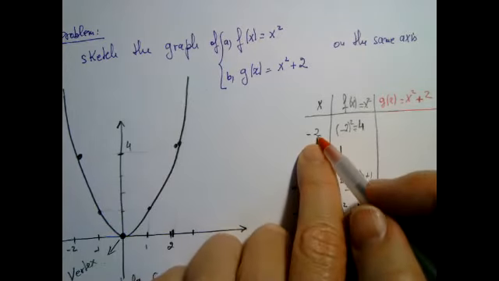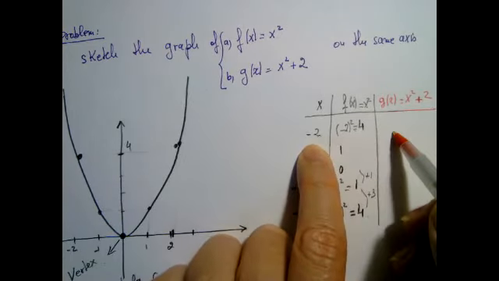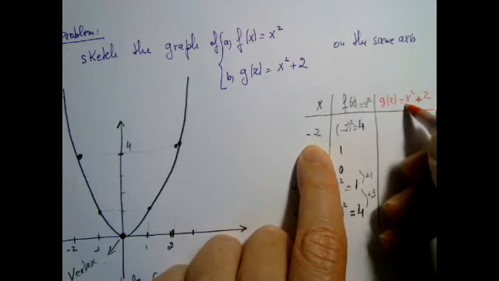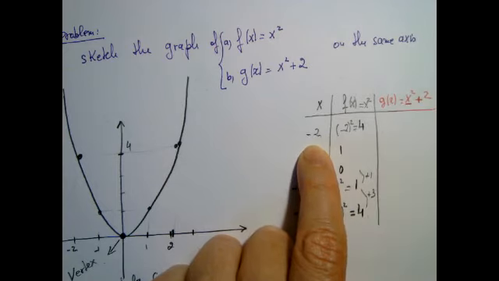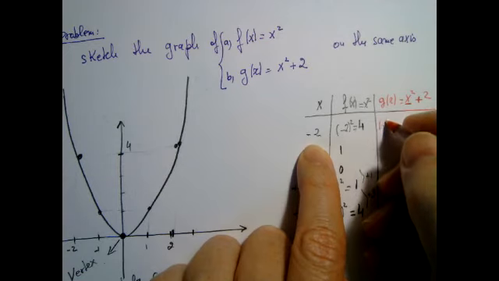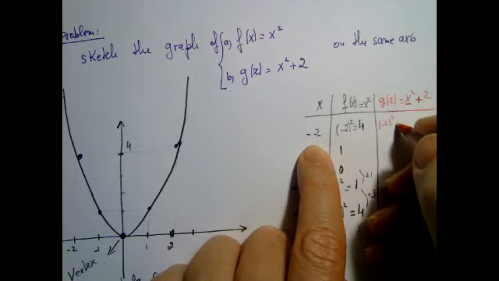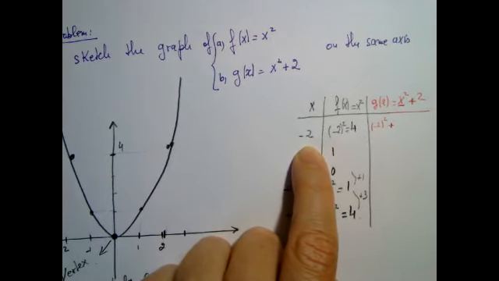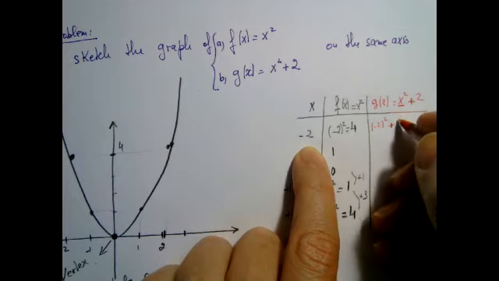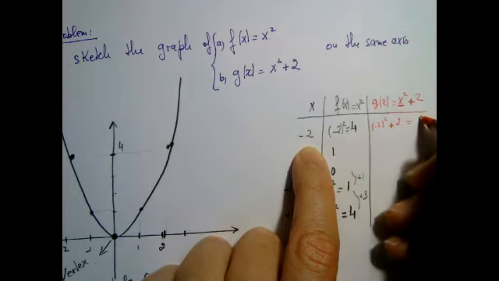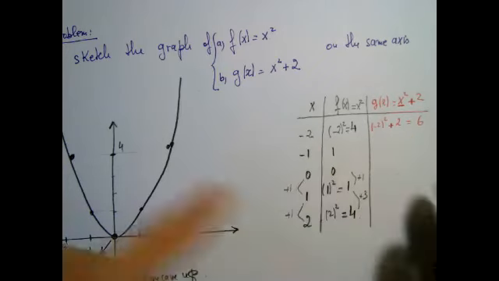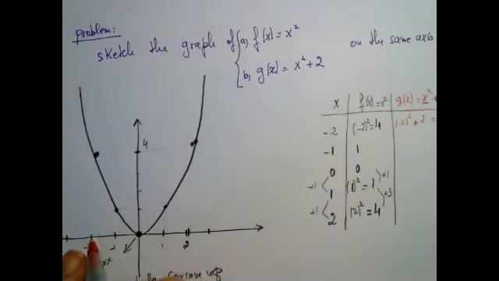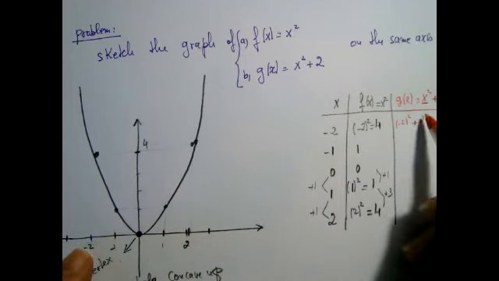If x is minus 2, now I'm concentrating on g. What is g of x? It's x squared, right? It means minus 2 squared. But what do you do to it? Please help me out. Just add 2. Add 2, which is going to give me a 6. So I'm going to plot this point at minus 2. What's the value of g?